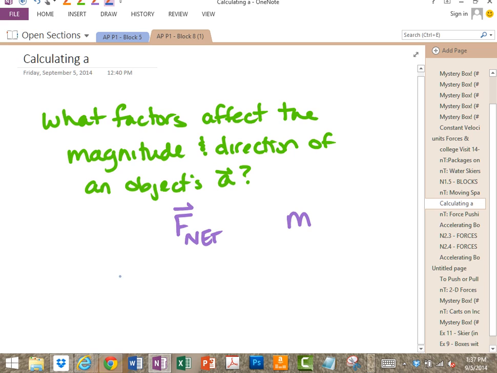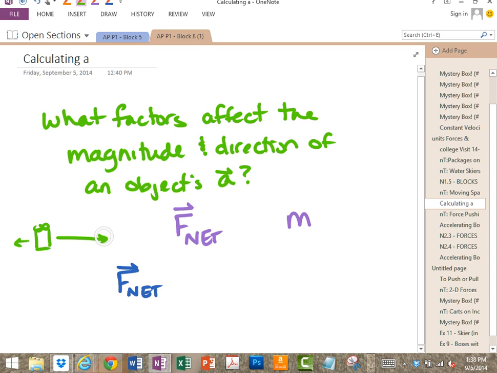Now, as F net goes up, what happens to the acceleration? It goes up. As F net increases, so if I have a bigger net force this way, what's going to happen to the acceleration? I hear people saying up and down. Okay, hold on, let's do this. Here's my frog. If I have a big force this way and a little force this way, what's going to happen to the frog? It's going to go that way.